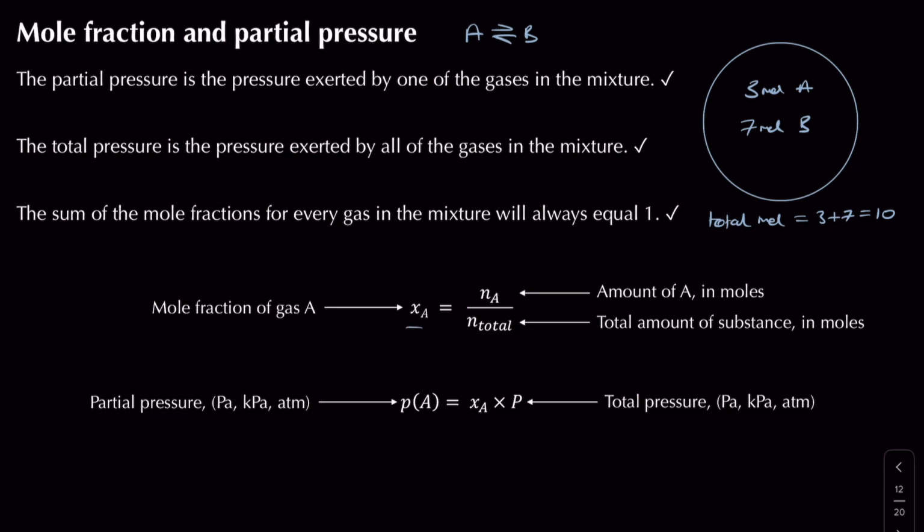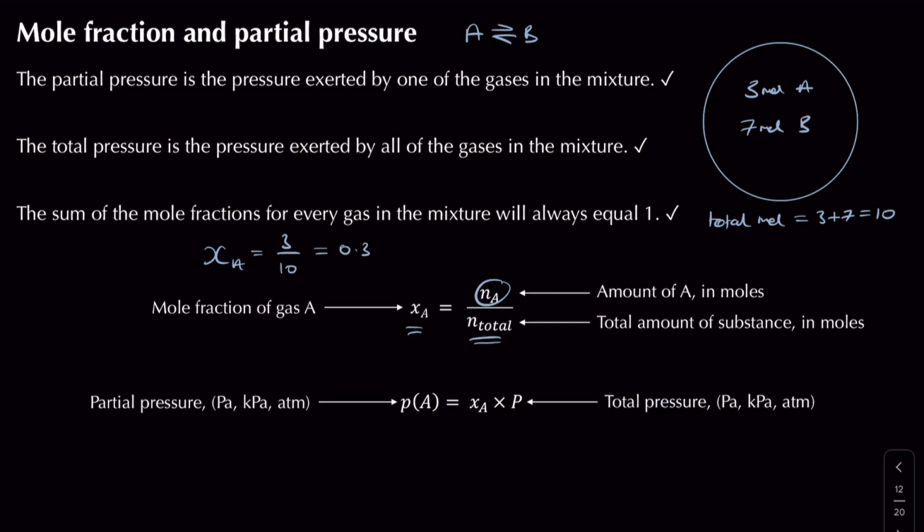Now if I were to find the mole fraction, I would use this equation over here, where to work out the mole fraction, I would take the number of moles of the substance I've got, which in this case is going to be A, and I would divide by the total number of moles. So the number of moles of A being 3, the total number of moles being 10, to work out the mole fraction of A, I would just do 3 divided by 10, that gives me 0.3.